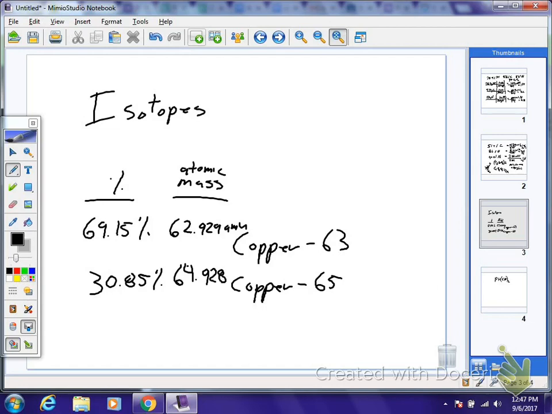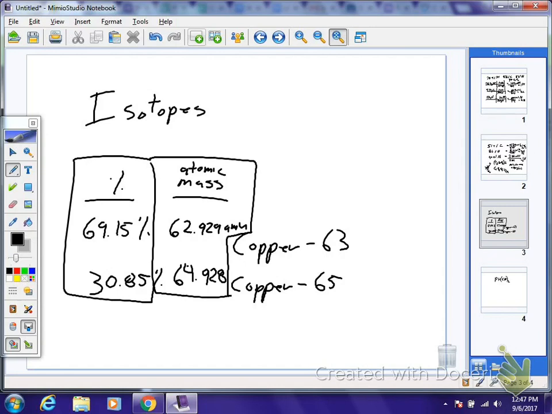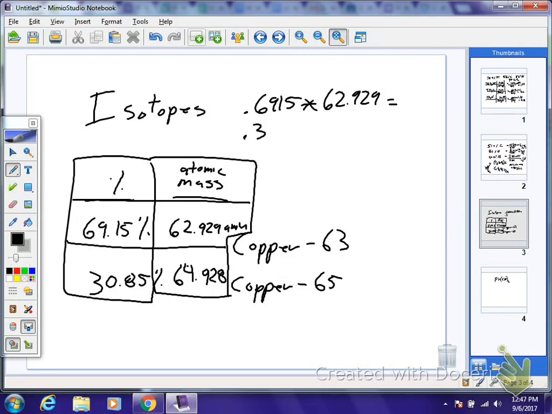So at this point in time, when you have this information here, what you can do is take the decimal form of the percent and multiply it by 62.929. So basically we take this 0.6915 and we multiply it by its weight, which is 62.929. And that gives us an answer, and then we'll do the same for the next one, 0.3085 times 64.928. Then we're going to add those two together because that gives us 100% of the weight.